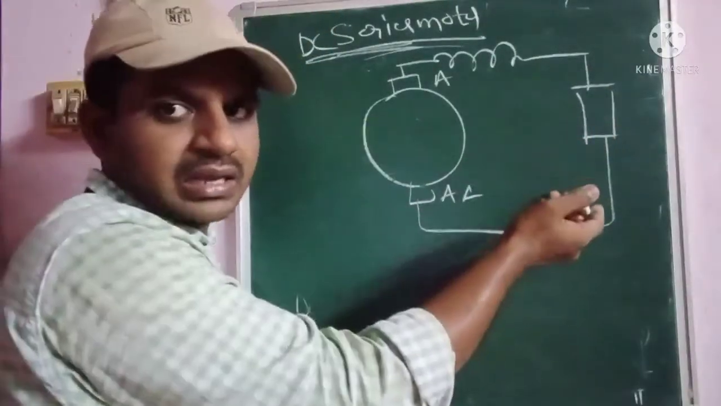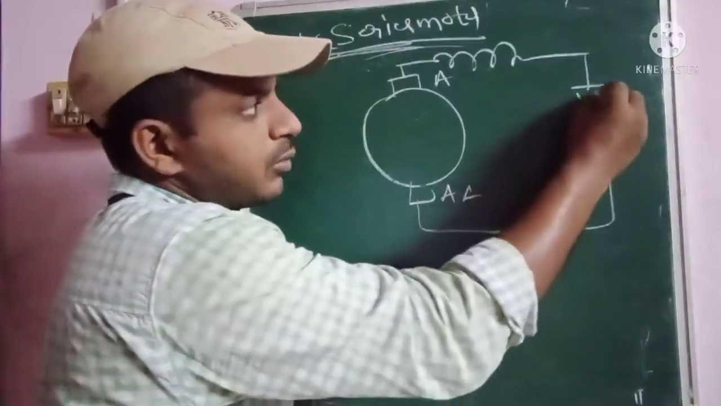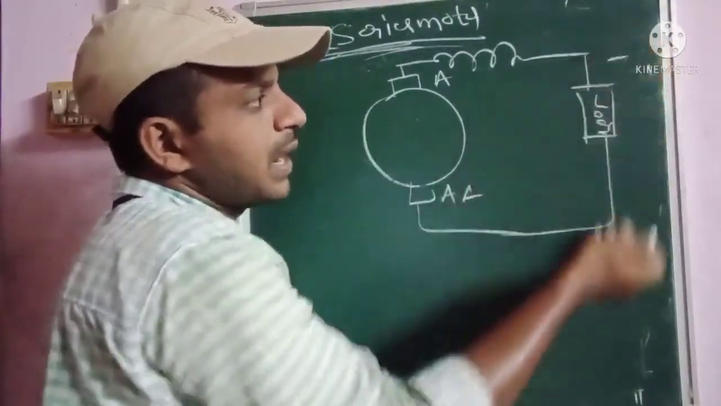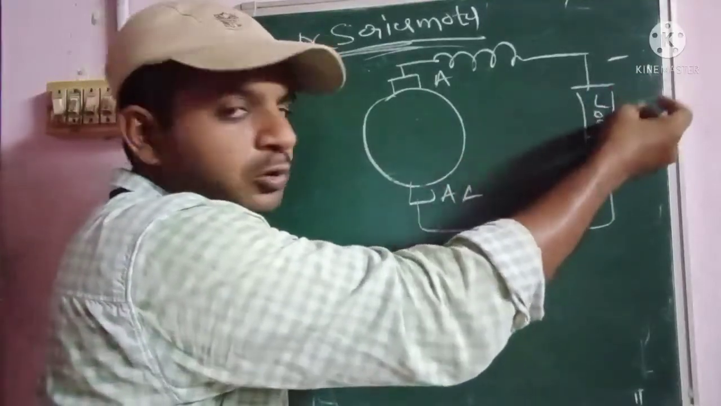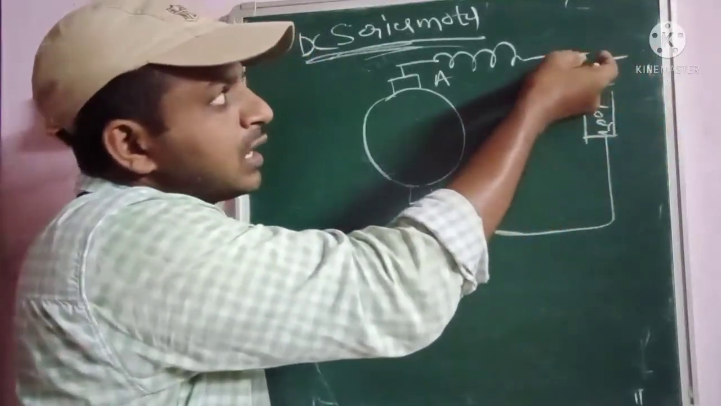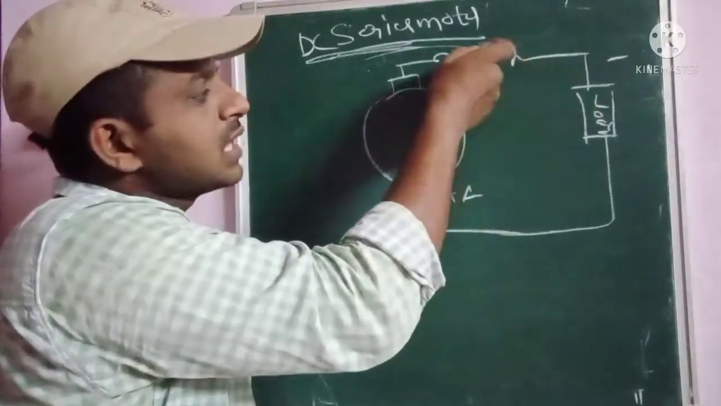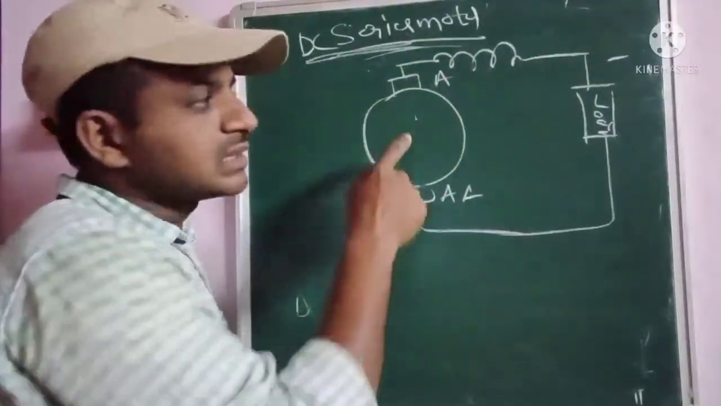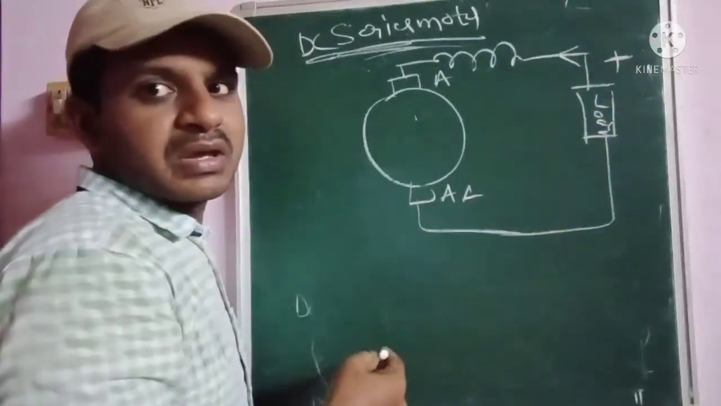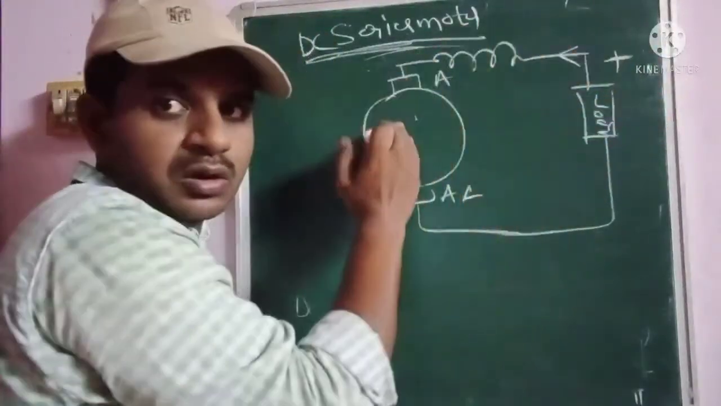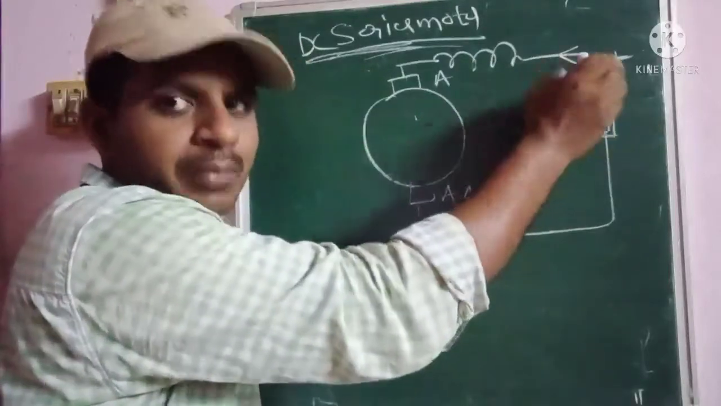The load is like a battery. With the help of that battery we feed supply throughout the field winding as well as throughout the armature. Why? Because this is a DC motor, so the supply will be given like this. The supply will be given from the load center to the motor. Load center means here the load is like a battery, for example.